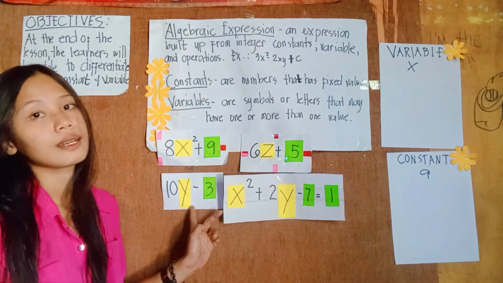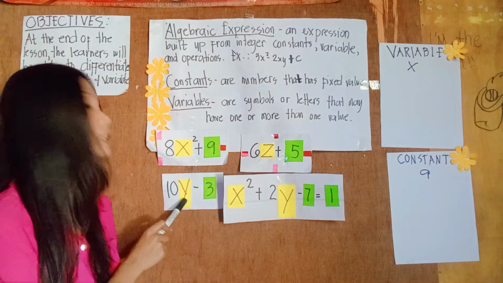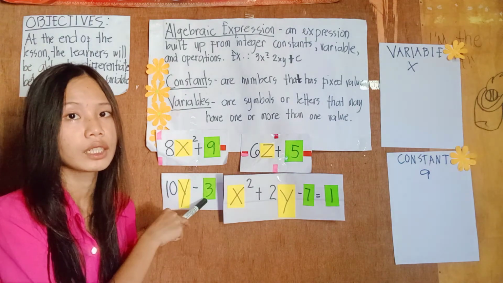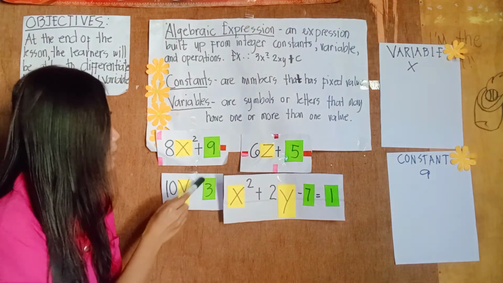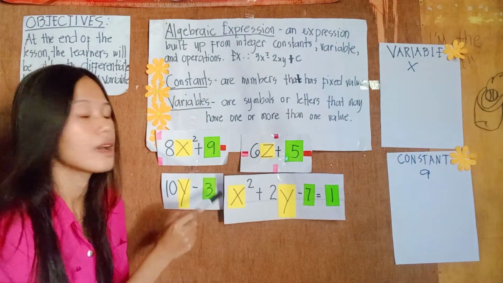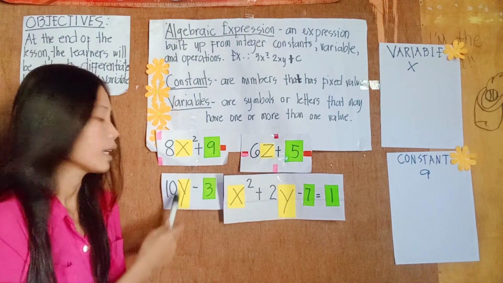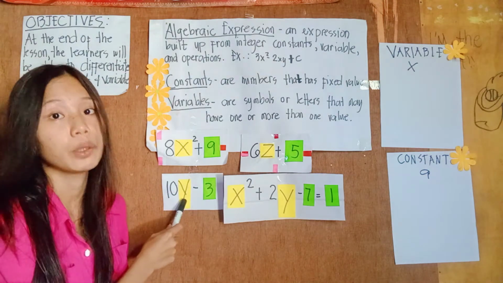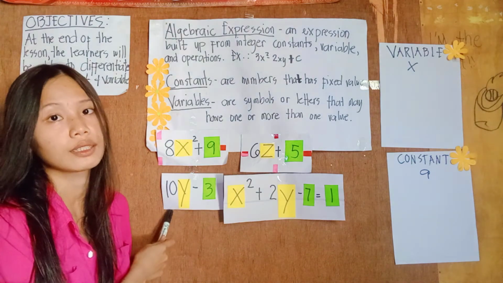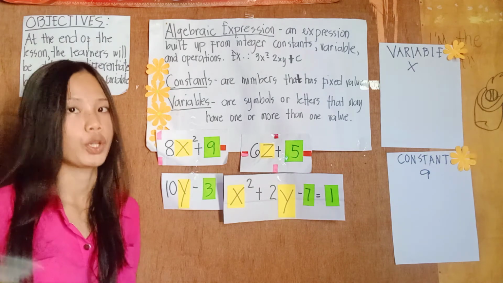In this expression, it's obvious that our variable is y and 3 is our constant. Since it's only 1, it is already fixed. We can call this 10 as constant because it has no variable beside it. And this is what we call coefficient, which is to be tackled tomorrow.